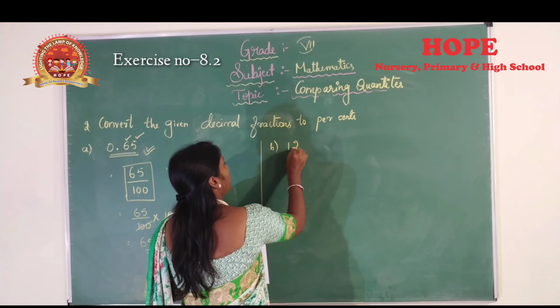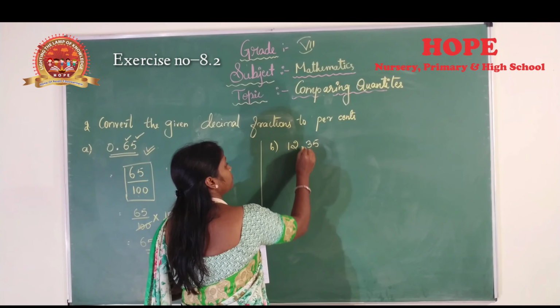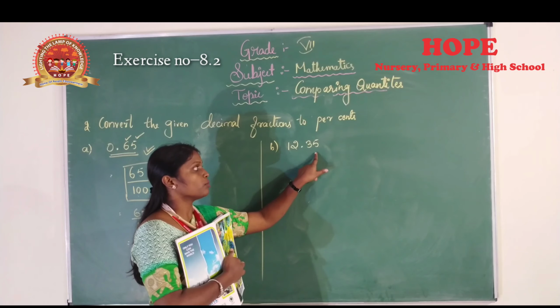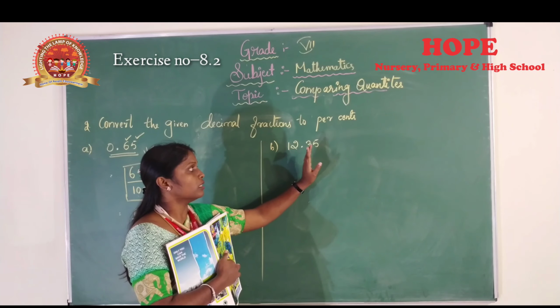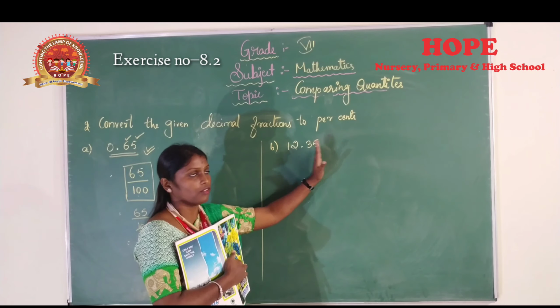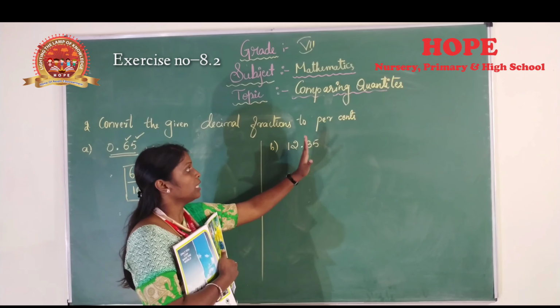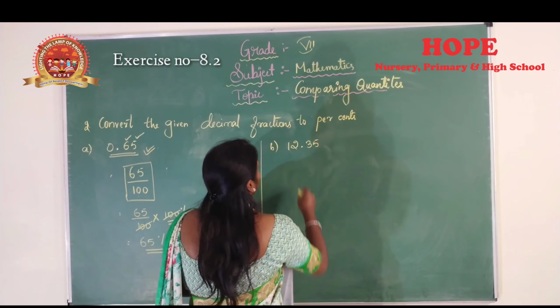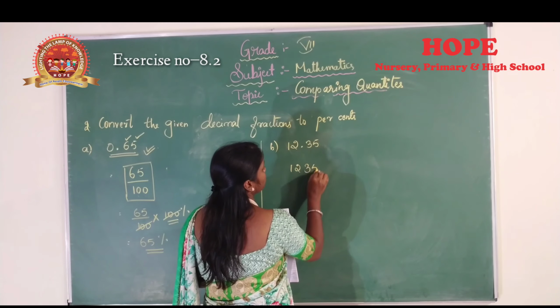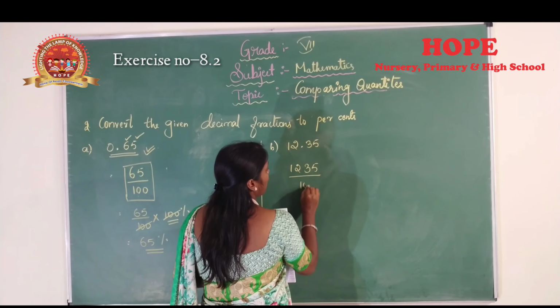It's 12.35. After the decimal, we are not supposed to say the number as a whole; we have to split and say the digits, like 3 and 5. We are not supposed to say 35. We have to say 3 and 5. So how to convert this? To take out the decimal point, it's 1235 divided by 100.